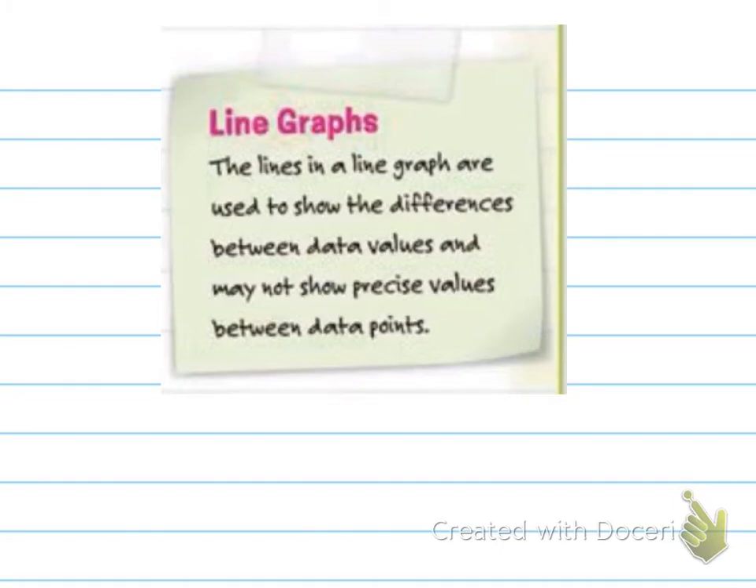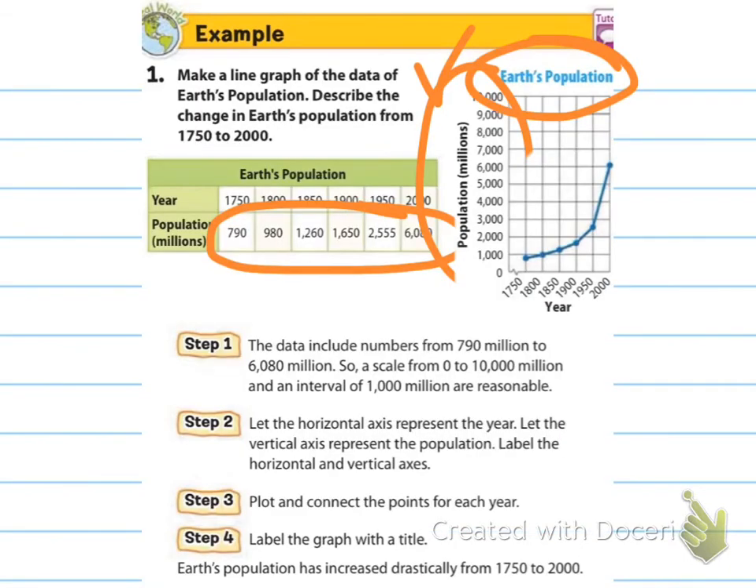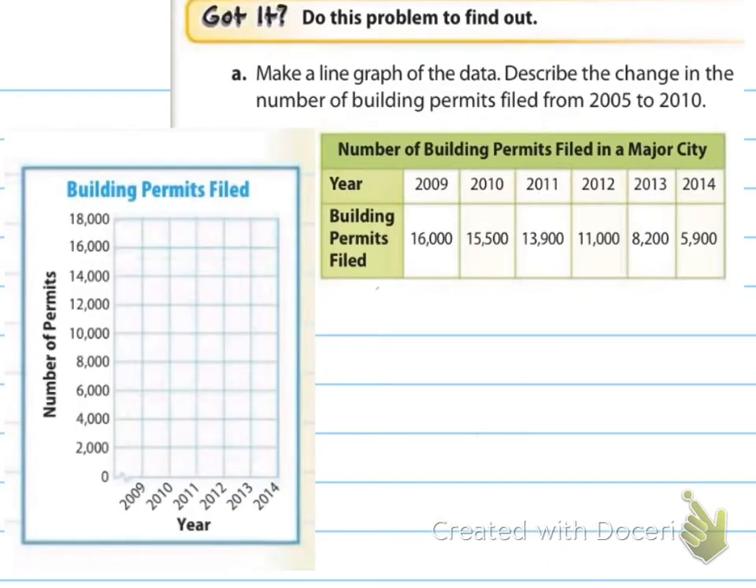And just so you can see the differences, I mean, it's really obvious in this graph. You can really see that these were a steady change, but all of a sudden, in one set of 50 years, it really, really drastically went up. And that's why it's so important to skip count appropriately.